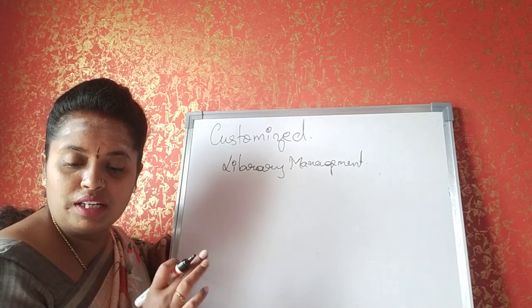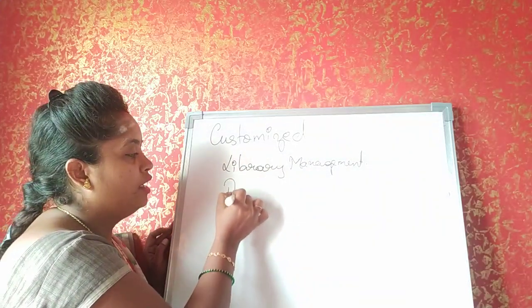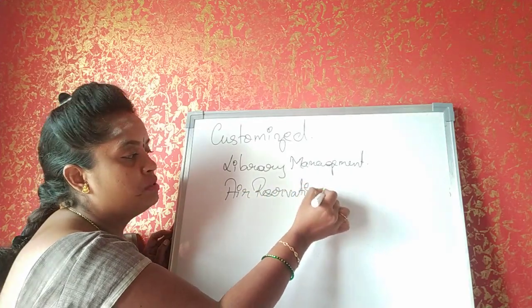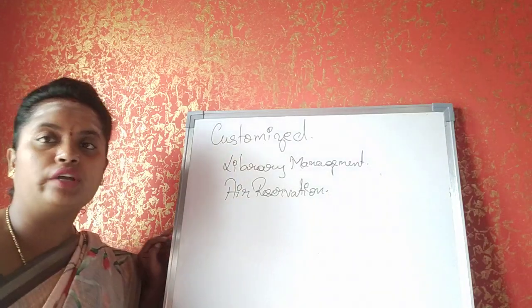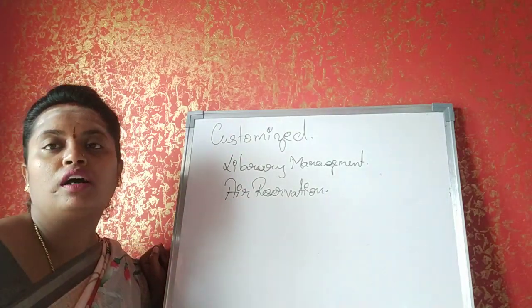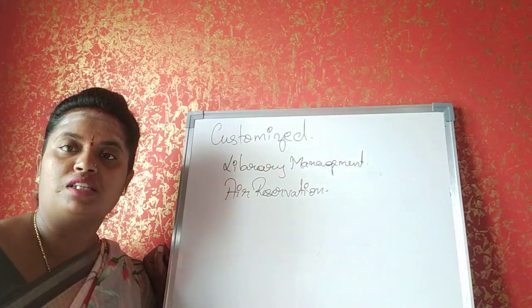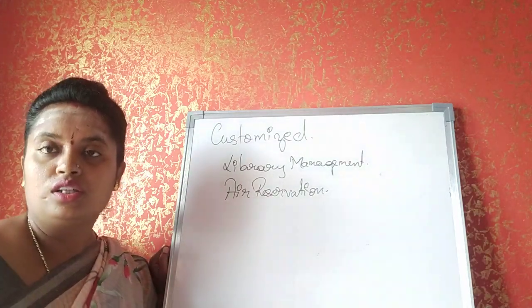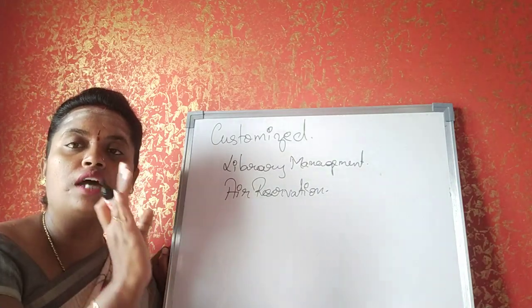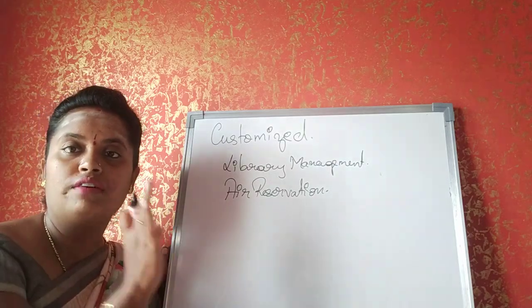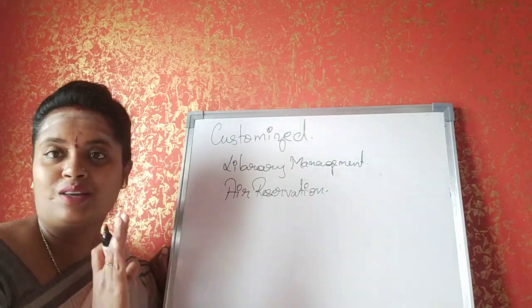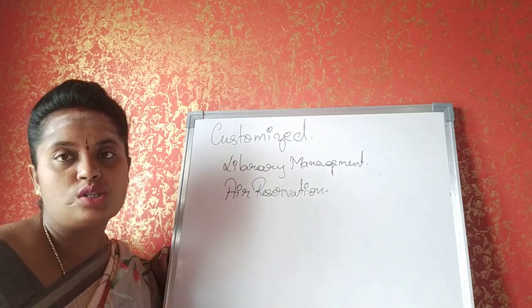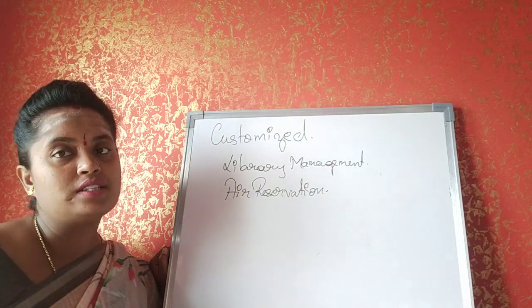Understand? Another one will be your air reservation. Other examples are your KSRTC booking and all. You can't go and book a flight in your KSRTC, like the bus. Or you can't go and book a railway ticket in your airline. Railway station means the booking is done only for the railways, not for the airways or other packages or anything. Understand? So this is particular-based customized software.